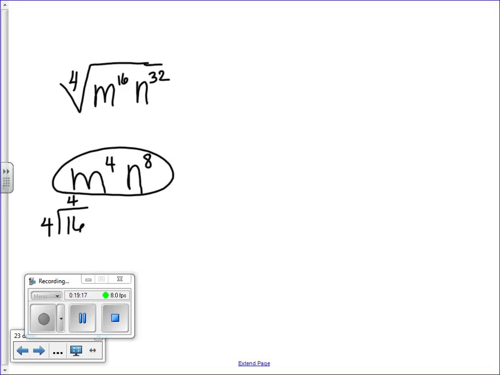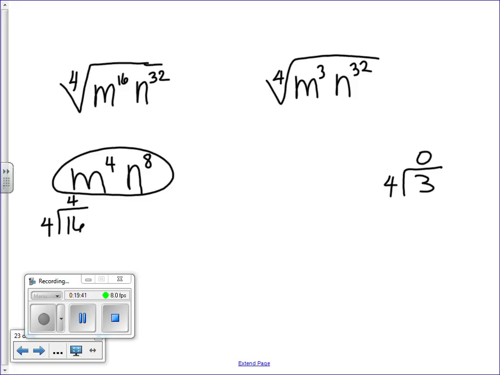Let's say it was M to the 3rd, like N to the 32 and M to the 3rd, under a fourth root. How would you do it? Well, that M has nothing, but I can still use my division. How many times does 4 go into 3? 0. Nothing comes out. It stays in. So you'd have N to the 8 times the 4th root of M to the 3rd.